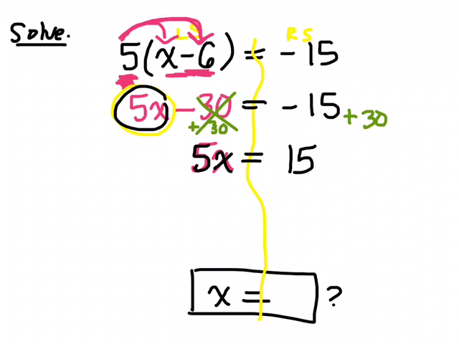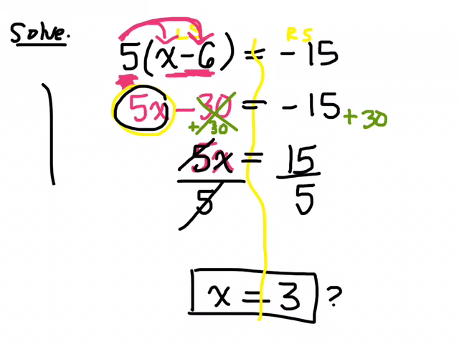I have 5 multiplied by x. What's the opposite of multiplication? Division. Good. I'm going to divide by 5. It reduces to 1, and then whatever we do to the left side, we must do to the right side. So I have to divide the right side by 5. 15 divided by 5 is 3. So we've solved it. X is equal to 3.